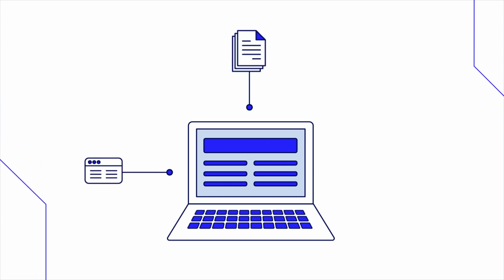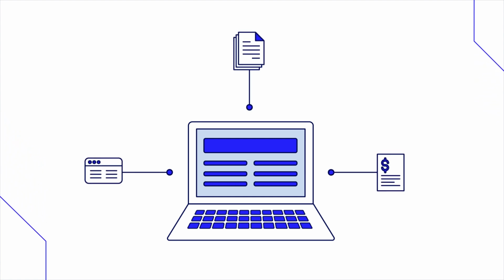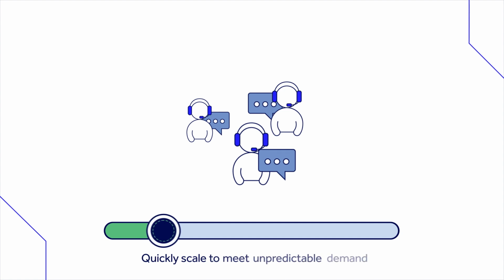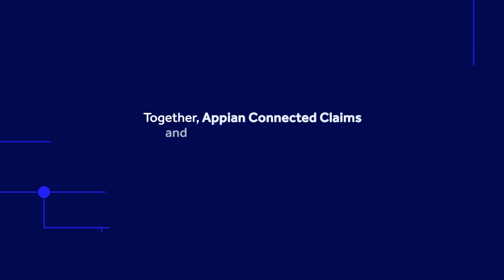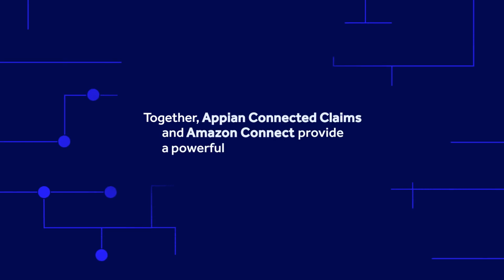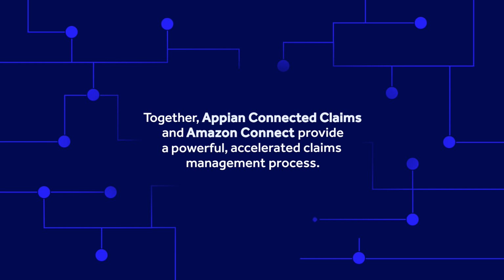Using Amazon Textract, insurers can extract key details from documents like pharmacy scripts and physician orders and quickly feed this data back into their systems using the Appian low-code platform. And best of all, quickly scale a contact center up and down to meet unpredictable demand. Together, Appian Connected Claims and Amazon Connect provide a powerful accelerated claims management process.